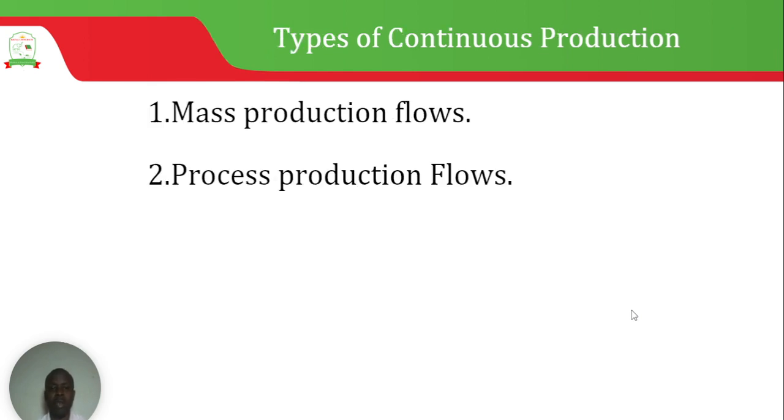And we have types of continuous production. We have what we call mass production flows and process production flows. I invite you to carry out research on these two so that you can understand the concept of continuous production and how these two take place.